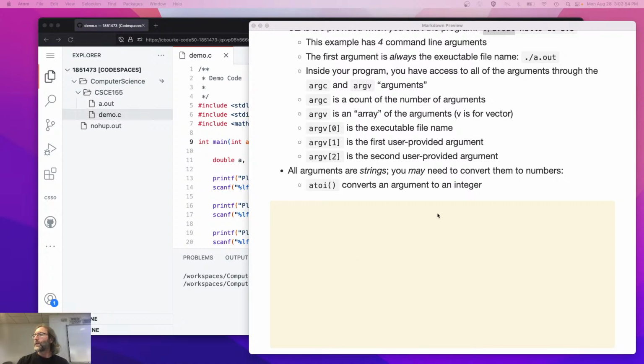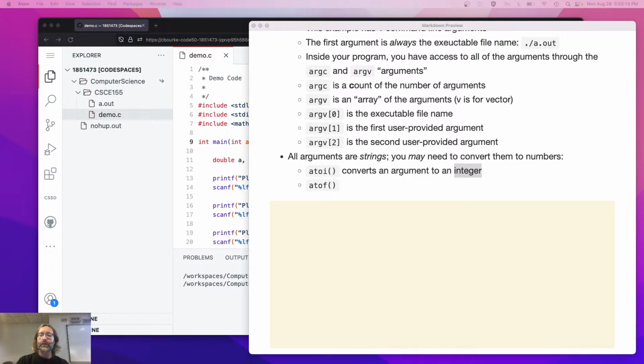There we go. So let's highlight that. A stands for alphanumeric. 2 stands for to. Convert an alphanumeric character to, and then I stands for integer. Convert an alphanumeric to an integer. Excuse me. Likewise, you can use atof. Converts an argument to a float. In other words, for us, that's going to be a double, atof.